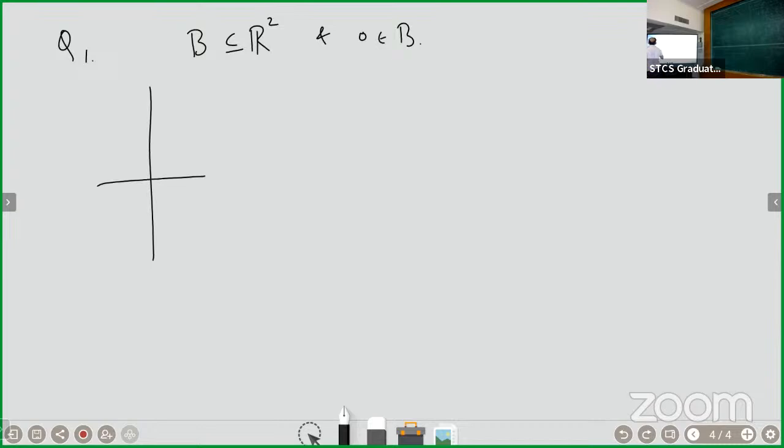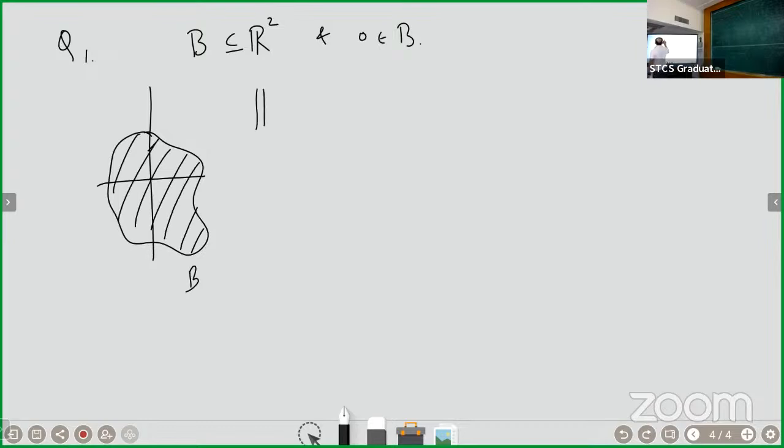What about the following? Let B be a set, with the origin, which contains all of this. This all of this is B.